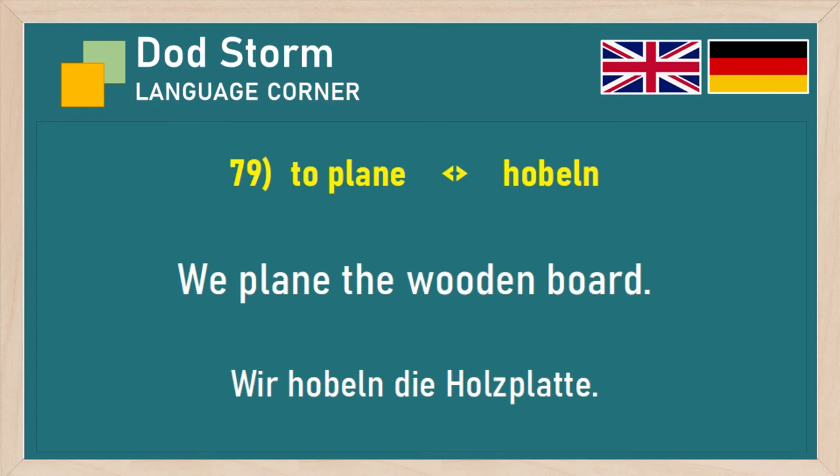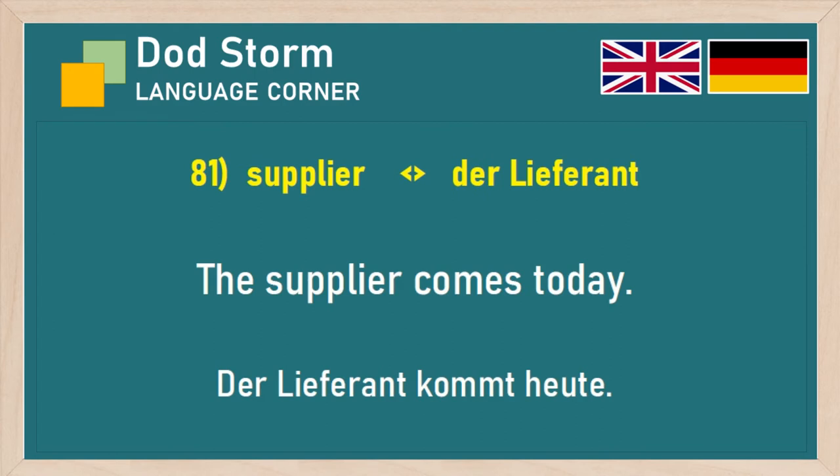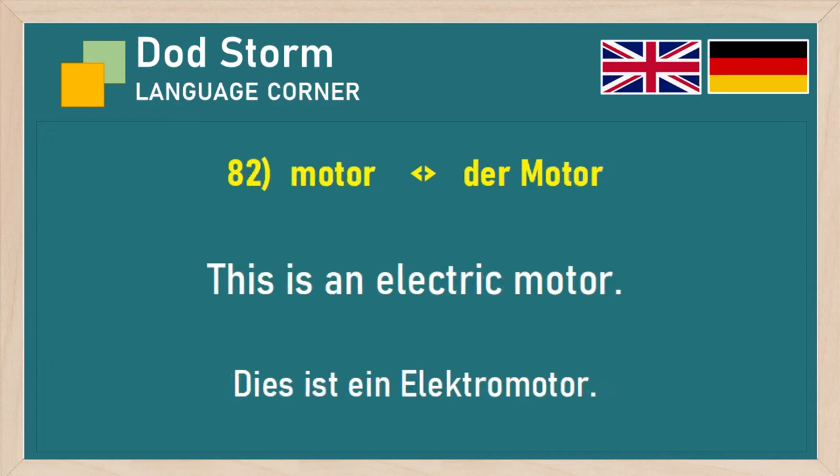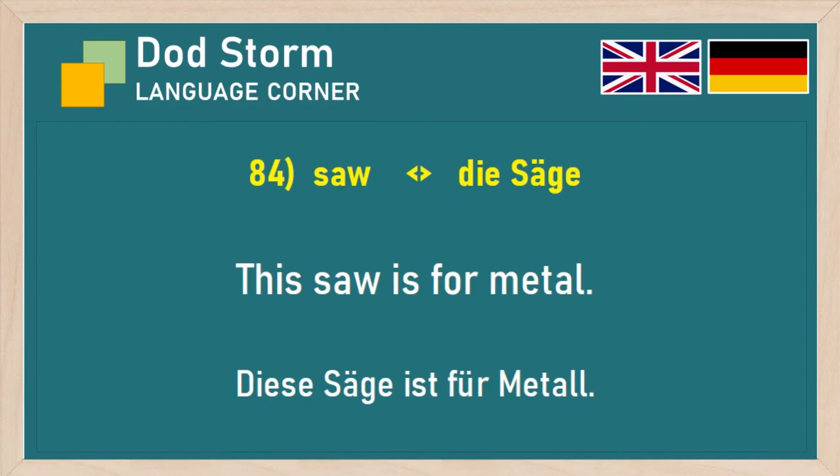We plane the wooden board. This carton is black. The supplier comes today. This is an electric motor. The computer doesn't turn on. This saw is for metal.